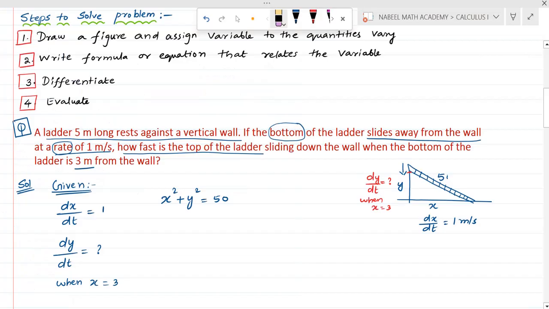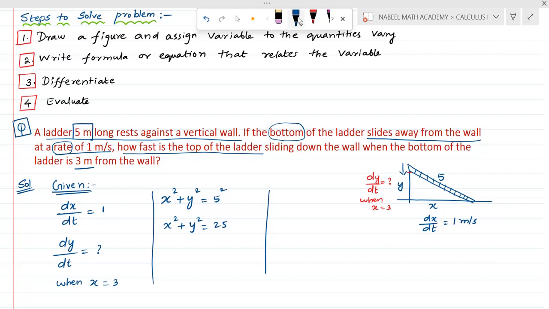So it's 5 meters, not 50. In the question it is mentioned here, it is 5 meters. So it is 5 squared. So what happened now? This is x squared plus y squared, which is equal to 25. Now I have to differentiate this part.